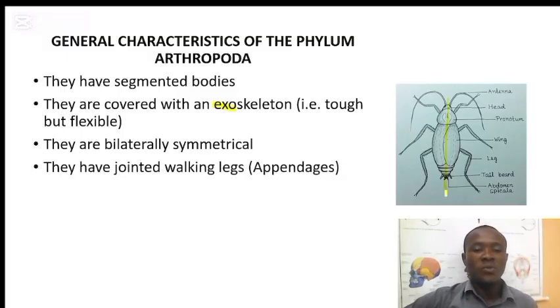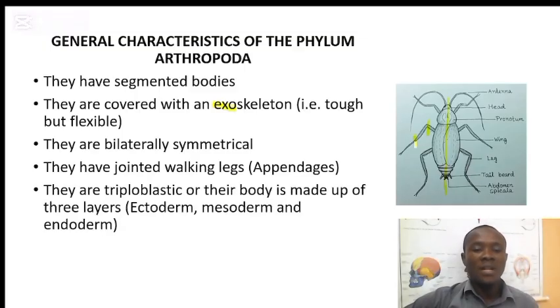Next, they have jointed walking legs. For example, this is one joint here and we have another one here. That's why we say they have jointed walking legs or appendages. Next, they are triploblastic animals. Tri means three. When we talk about blastic, we are talking about the body layer. So if we say they are triploblastic animals, that means their body is divided into three layers.